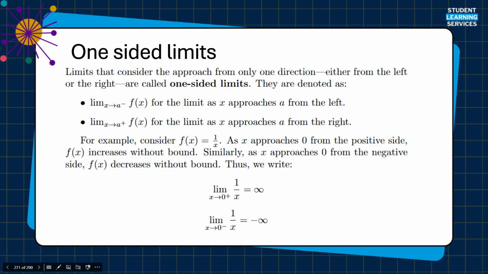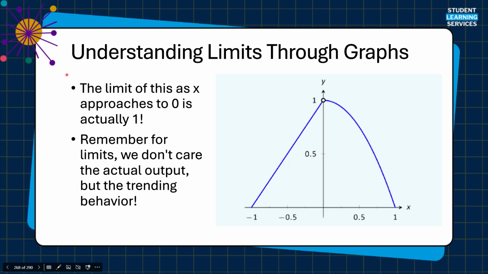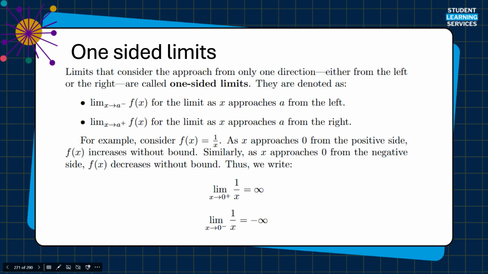Besides that, for limits, we know that it is a two-sided behavior. It can approach from this side or this side. To distinguish this, we have something called one-sided limits. Limits that consider the approach from only one direction, either from the left or the right, are called one-sided limits. A negative sign means the limit as x approaches a from the left, which is the negative side direction of a. A positive sign means approaching a from the right.